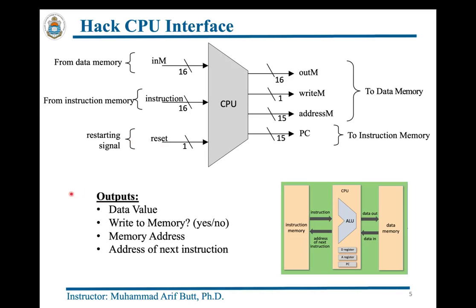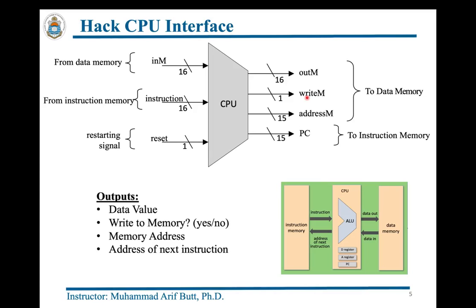Now let's talk about the four outputs of the hack CPU. The first three outputs deal with the result of the computation that needs to be written somewhere in data memory. This first 16-bit data value named outM contains the results generated by the ALU.